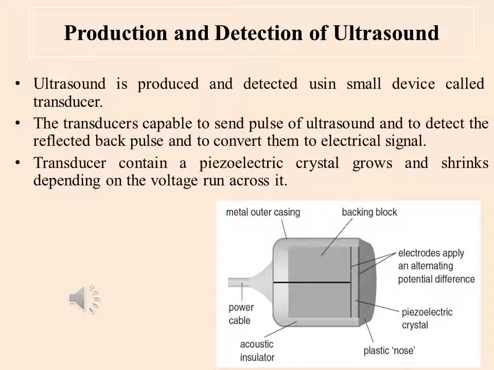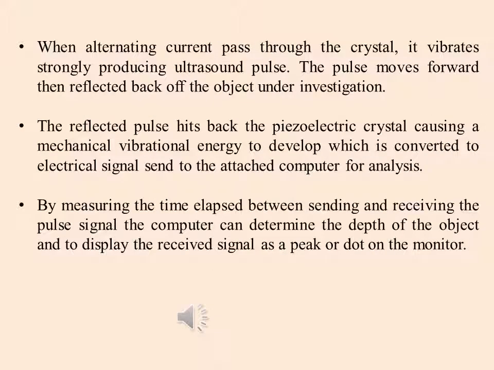The transducer, see the figure, is capable of sending a pulse of ultrasound and detecting the reflected pulse and converting it to an electrical signal. The transducer contains a piezoelectric crystal that grows and shrinks depending on the voltage applied across it. When alternating current passes through the crystal, it vibrates strongly, producing an ultrasound pulse.